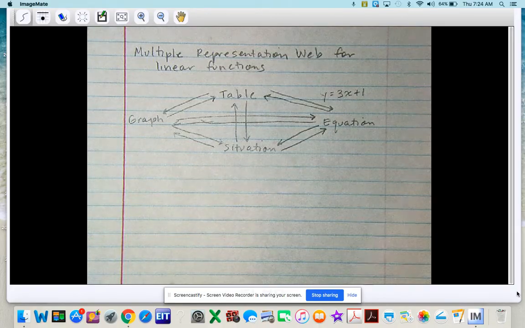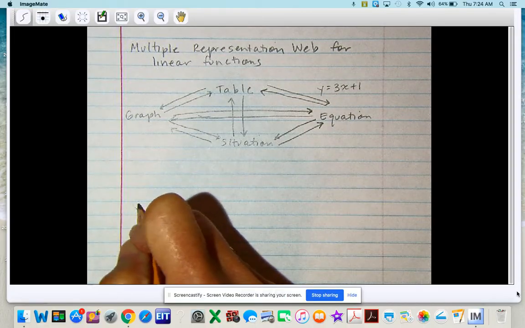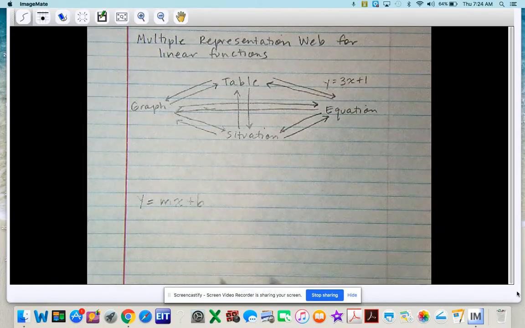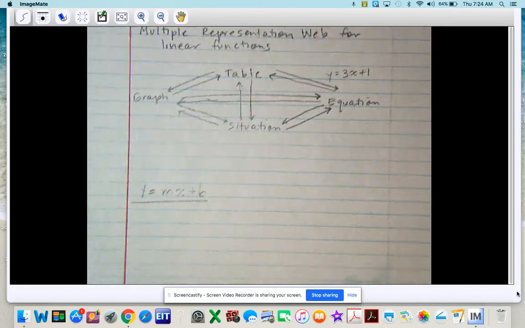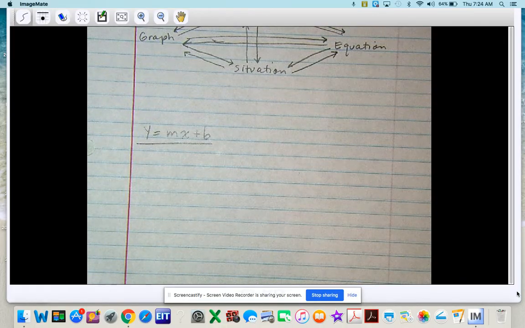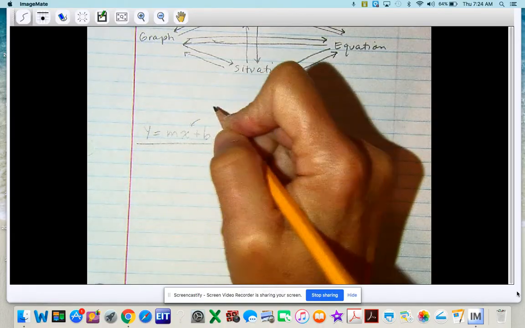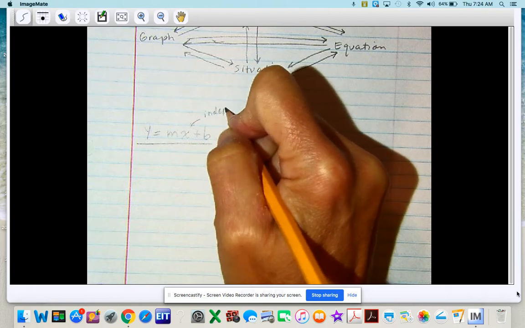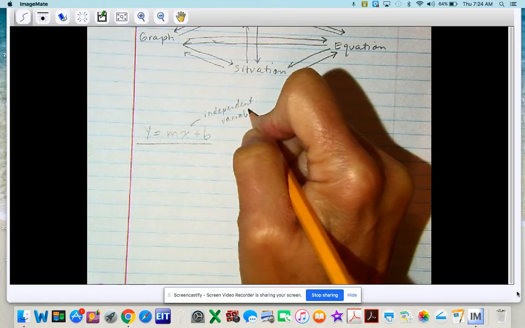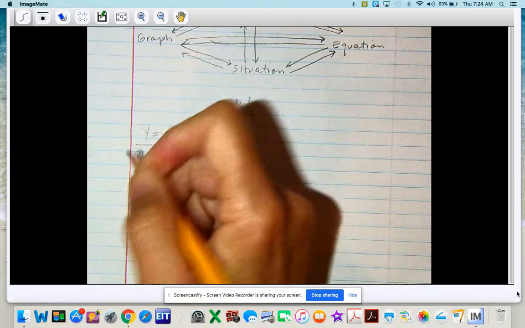Okay, next learning log entry was to focus on the equation y equals mx plus b, which is the general form of a linear equation. So let's think about what those forms mean. Okay, so in y equals mx plus b, x is considered our independent variable, or basically like our input. Okay, y then is our dependent variable.